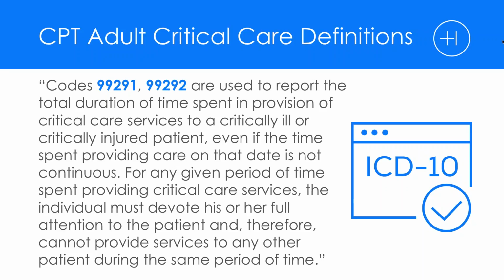So codes 99291 and 99292 are used to report those for the duration of time spent in the provision of these critical care services to someone who's either critically ill or injured, and that time that is being spent provided to them on the date does not have to be continuous. For any given period of time spent providing critical care services, the individual must devote his or her full attention to the patient and cannot provide services to any other patient during that same time period. So that criteria is pretty well known. It's a standard that everyone is usually familiar with who's assigning codes for these services.